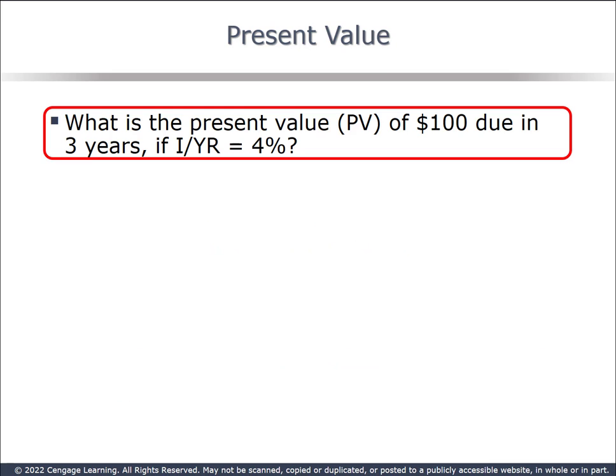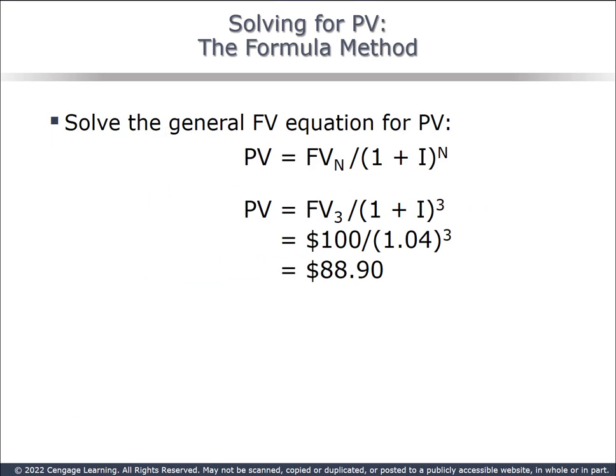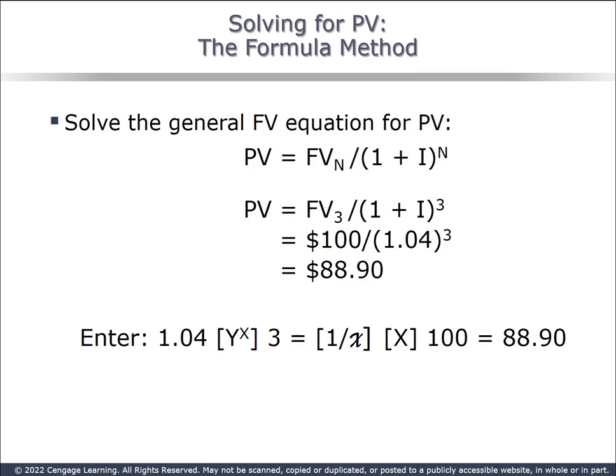Here's a present value example. What's the present value of $100 to be received in 3 years if the discount rate is 4%? Finding a present value is discounting, the opposite of compounding. The timeline describes the problem. Using the formula, present value is the future value divided by 1 plus the interest rate raised to the 3rd power. You can solve this in the calculator by entering 1.04, y to the x, 3, equals, flip it over, 1 over x, times 100.